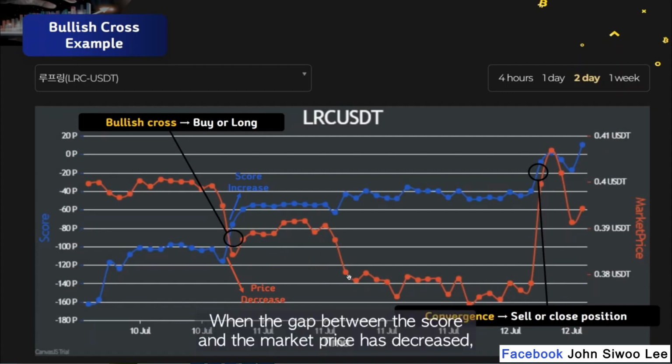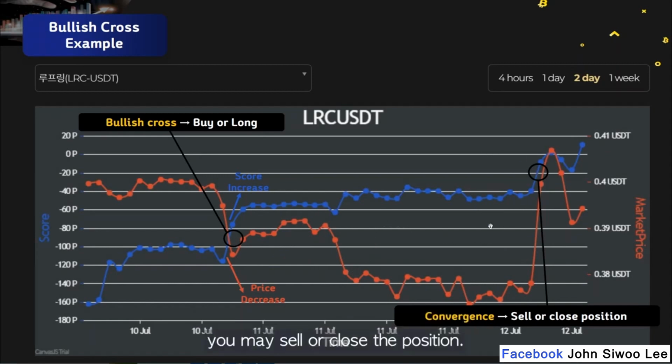When the gap between the score and the market price has decreased, you may sell or close the position. Then you can get enough profit.